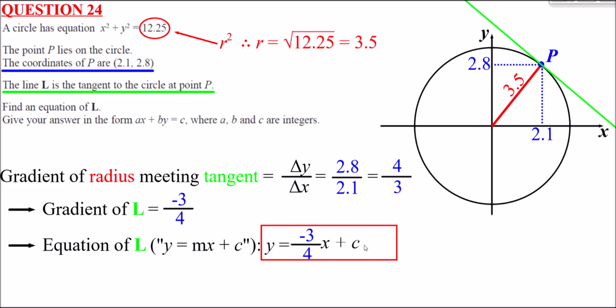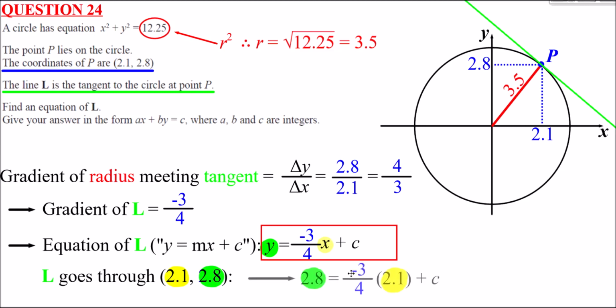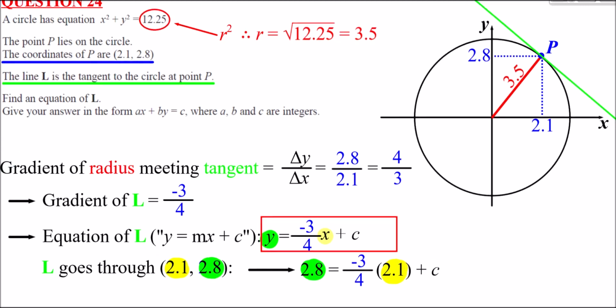To find c, we need some more information about this line. We do, however, know that this tangent goes through P, and so point P satisfies the equation of the tangent. So we can substitute in the coordinates of point P into this equation. Because L goes through (2.1, 2.8), we can sub in x being 2.1 and y being 2.8 into this equation. So in other words, 2.8 equals minus 3/4 of 2.1 plus c. From this stage, we can just work out what c is.